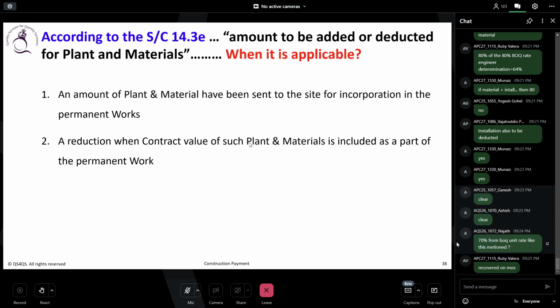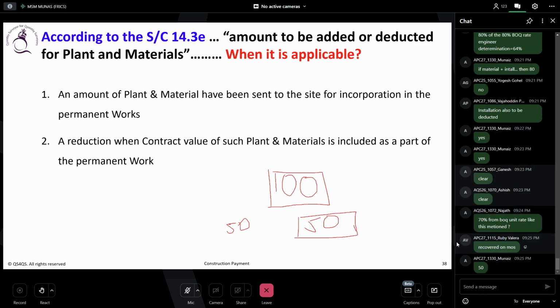I will make it a little bit simpler for all of you. He is claiming 100. Let's say the one you certified, the certified value, not the claim value, is 100. Now out of 100, 50% is material value. That means 50 is already used and only 50 is remaining. Now how much are you going to keep in the next payment certification? You are going to keep this amount only, right? It is a reduction because it is already part of the permanent work. It's already used.